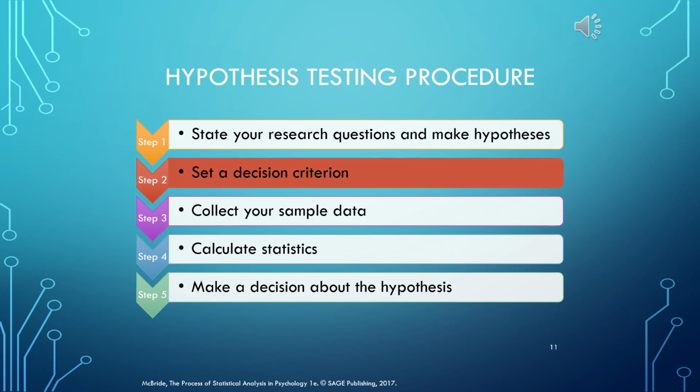I know that was a lot. So let's move on to the next step, which is setting a decision criterion. After you make hypotheses, what you need to do is decide, how will I know if those hypotheses turn out to be the case or not? What would actually look like evidence for or against a hypothesis? This is where we're setting a criterion for our decision making for step 5.